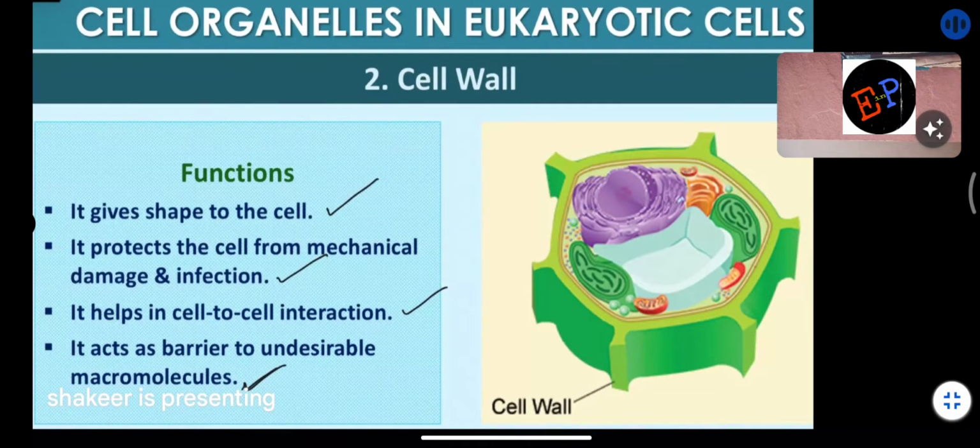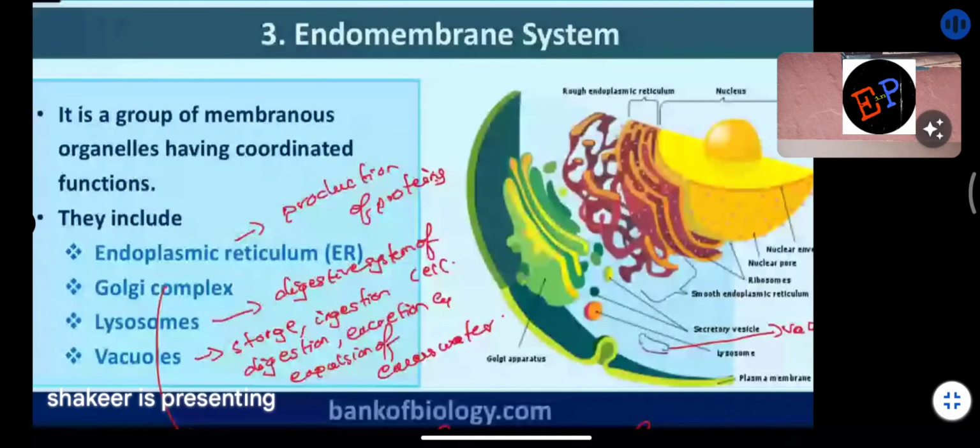So endomembrane system consists of what? It consists of endoplasmic reticulum, Golgi complex, lysosomes as well as vacuoles. All of them together are called the endomembrane system. So endoplasmic reticulum, what does it do? Endoplasmic reticulum is basically divided into two types: rough endoplasmic reticulum as well as smooth endoplasmic reticulum.